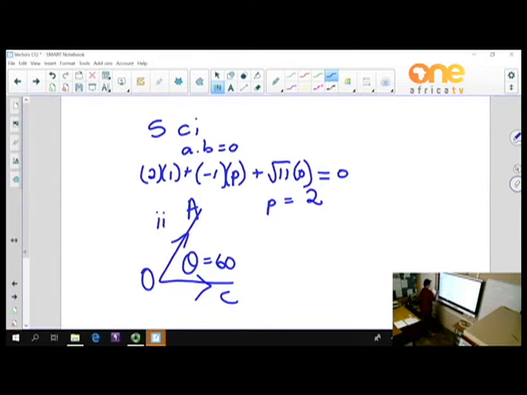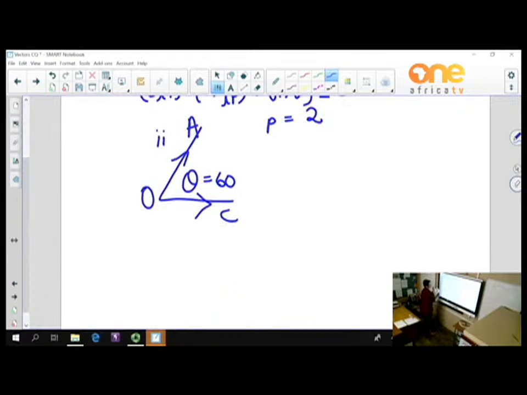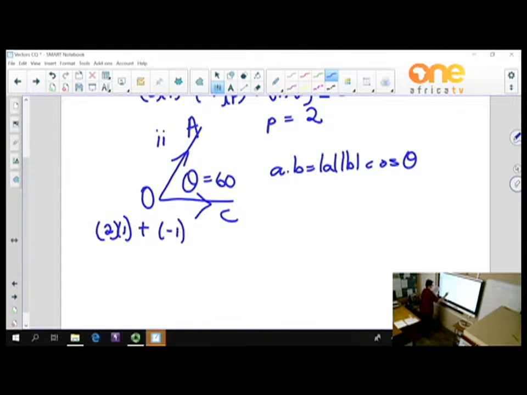Okay, now this is quite a long sum to do, so let's quickly look here. So what are we doing? A dot B is equal to magnitude A, magnitude B, cosine theta. This is what we've been doing now all the time. Right, so A dot B is then 2 times 1 plus negative 1 times P plus square root 11 times 0.